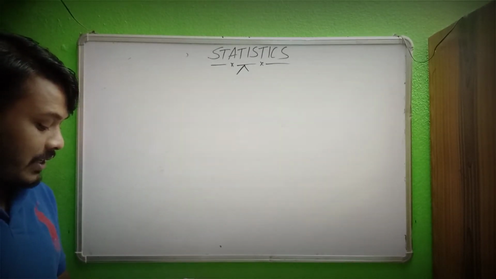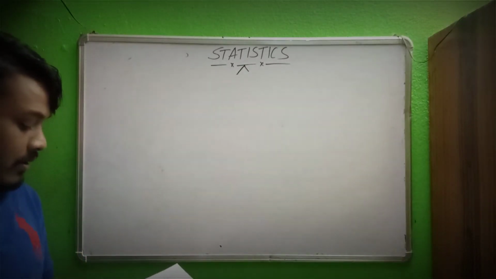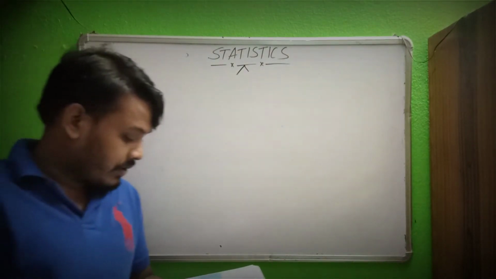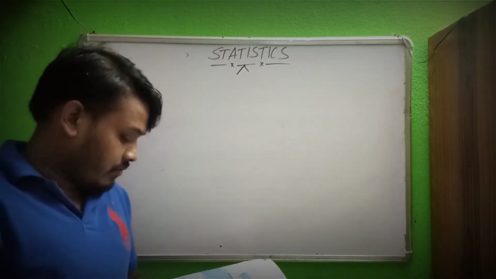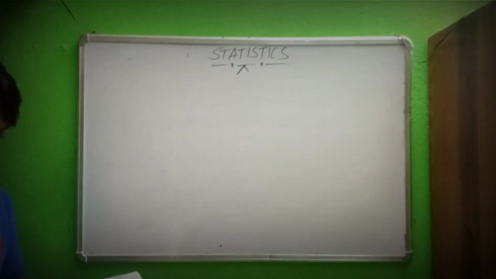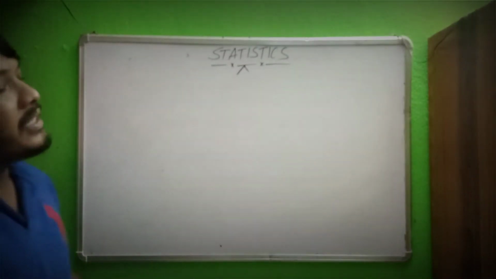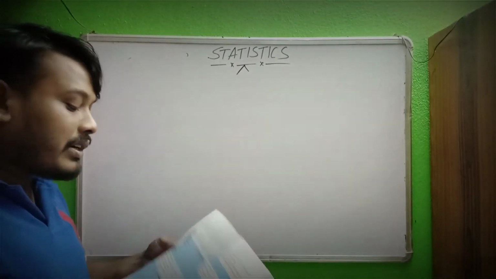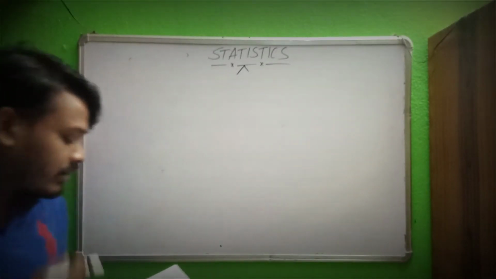Next, the word graph is given in 14.2, 14.3. In 14.3, numbers are given graphically. Here question numbers 1, 2, 3 are based on bar graph. I will discuss one among questions 1, 2, 3.